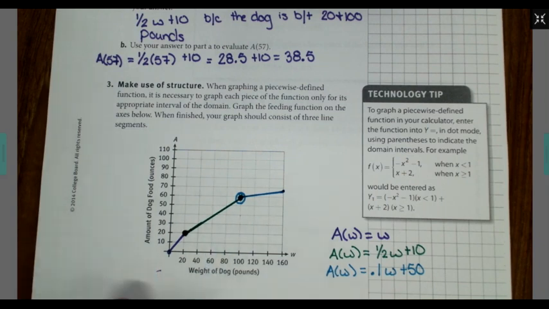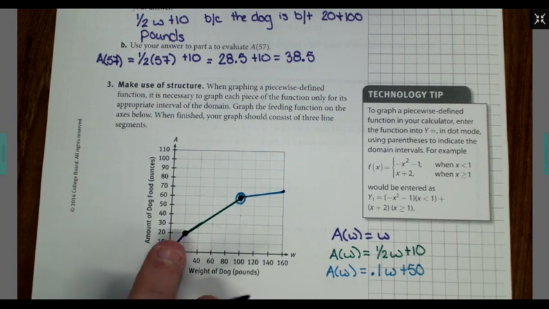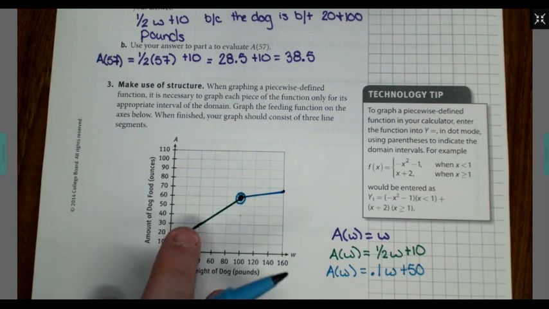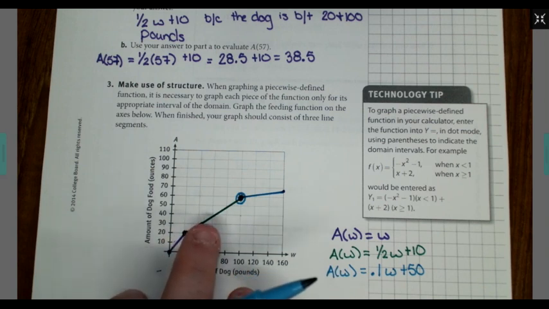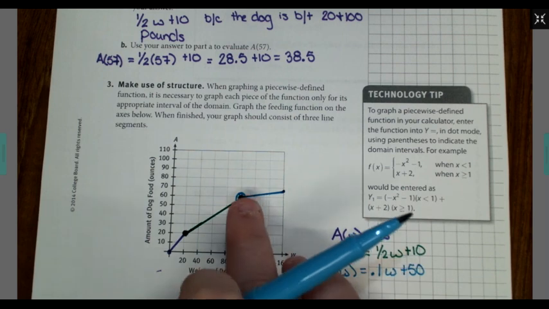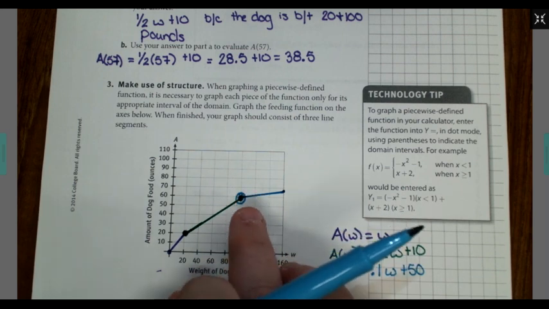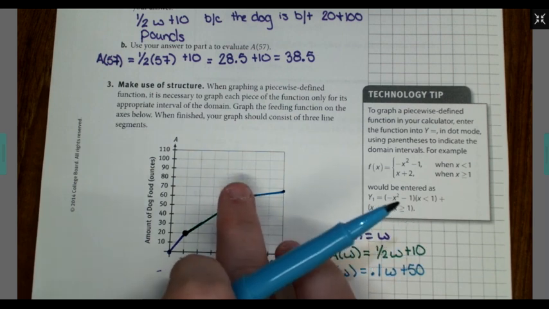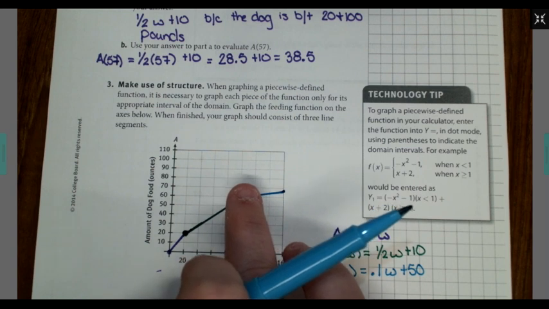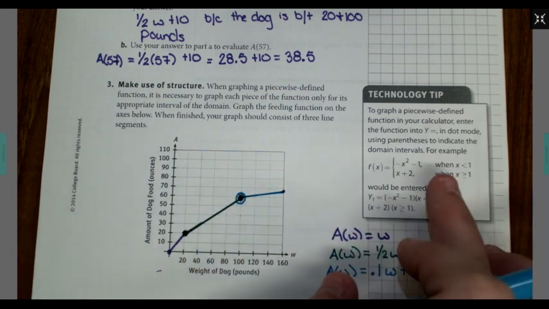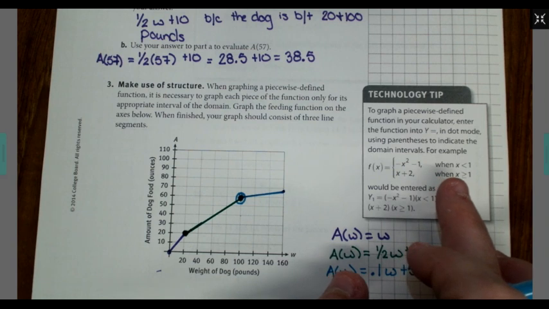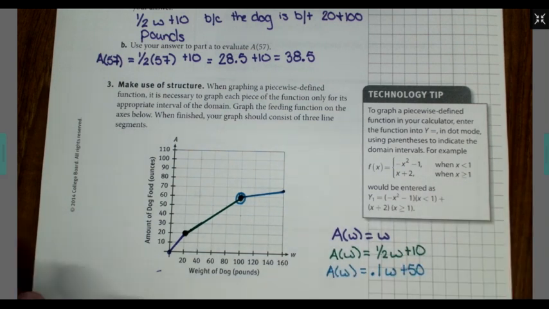So we go up at a 1-to-1 ratio. Here we go up at a 1-to-2 ratio. So for every 10 we go up, we go over 20. Here it's at a 0.1 ratio. So for every 10 we go up, we go over 100. So very slow approaching. On to the next set of questions.